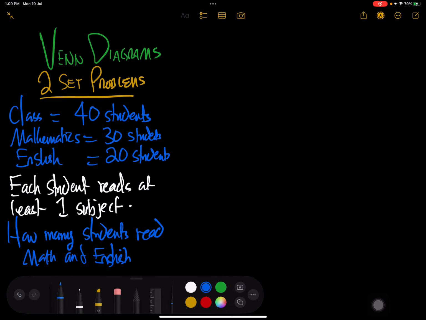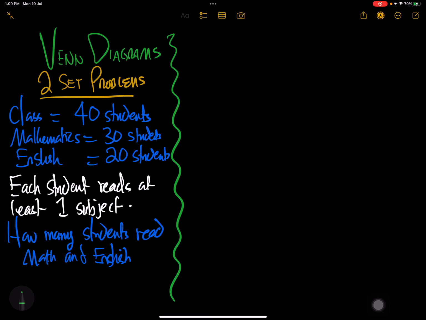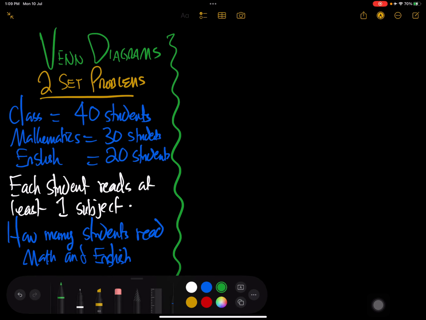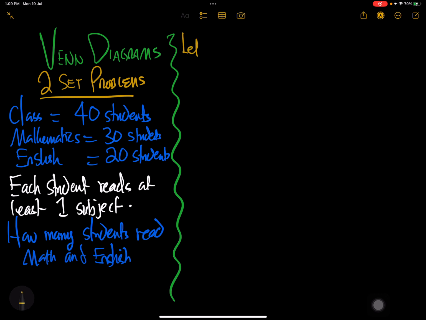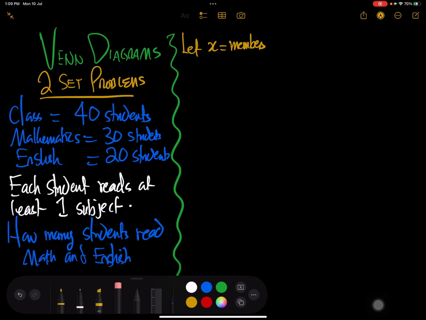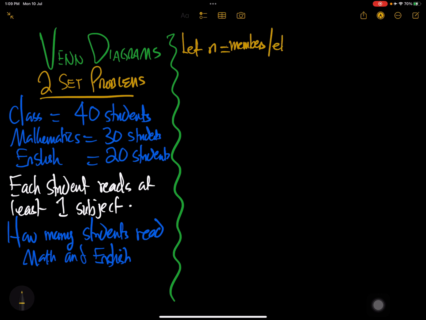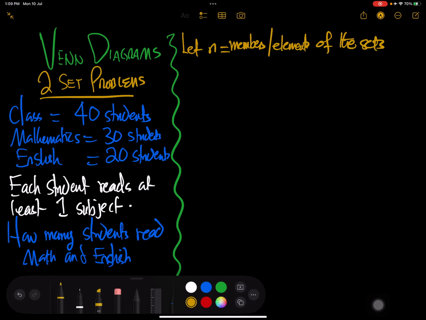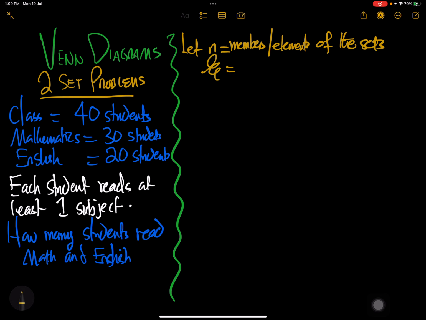Now, to solve this problem, what we're going to first do is a little bit of set notation. Let's use N. Let N be equal to the number of members or elements of the sets, and let this be the universal set.